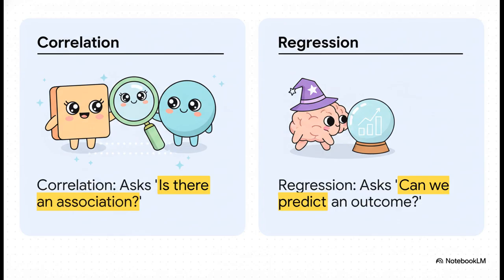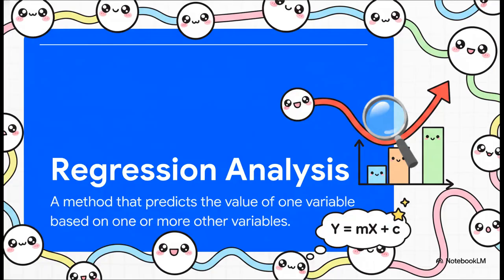But what if we want to take the next step? Knowing that ice cream sales and sunny days are related is interesting, but can we predict exactly how many more ice creams a shop will sell if the temperature rises by just 1 degree? For that, we need to level up. We need regression. And that brings us to regression analysis. If correlation tells us that two things are related, regression gives us the actual recipe. It creates a predictive equation, a formula that literally says, okay, for every 1 unit increase in X, we can expect Y to change by this specific amount. This is how we move from just observing to actually forecasting.